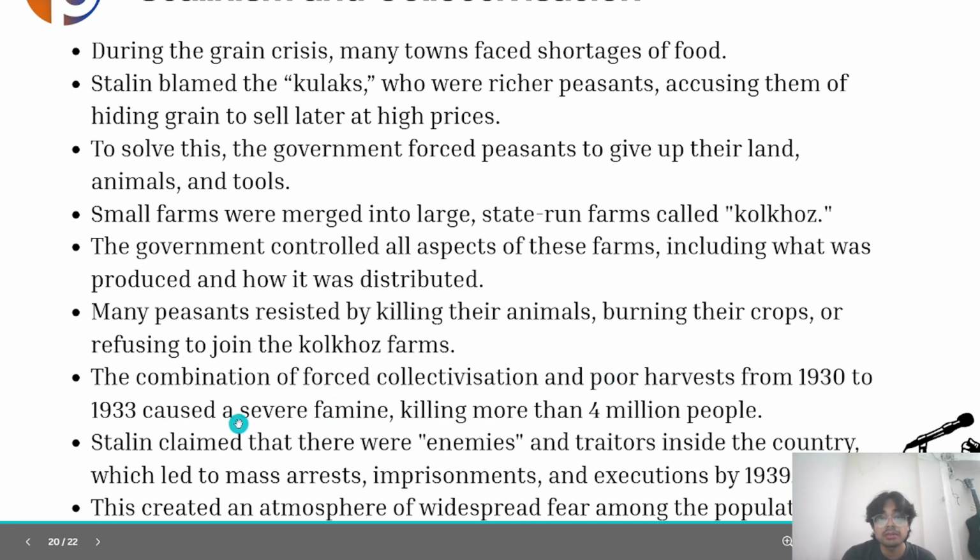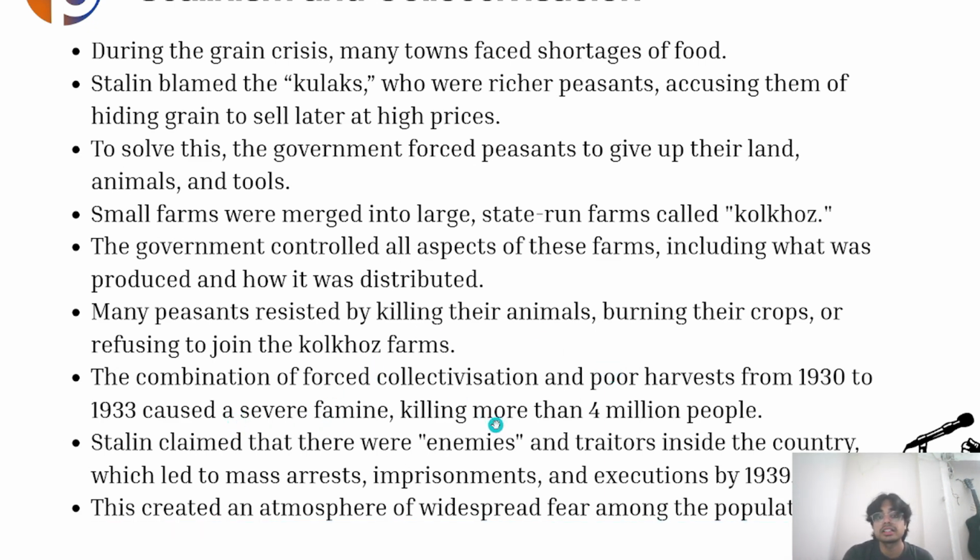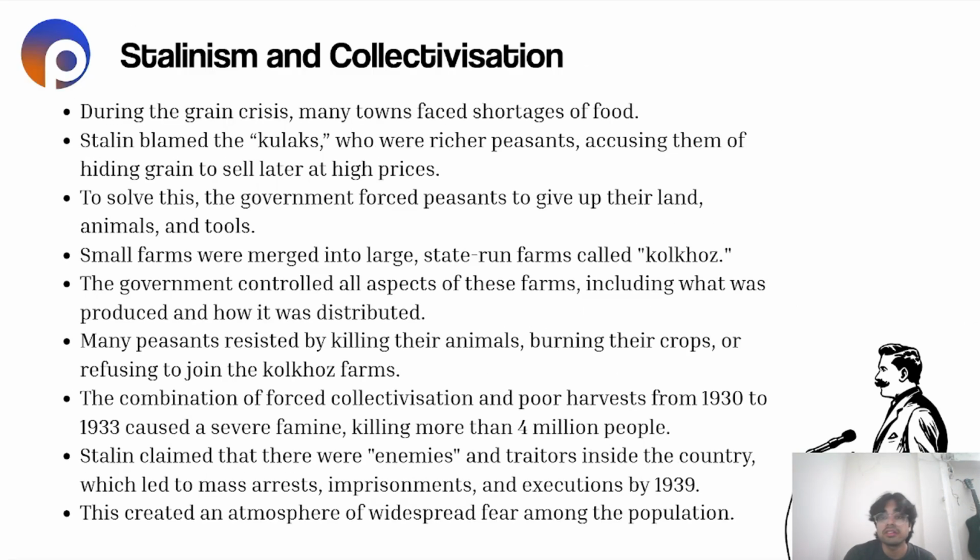Stalin claimed that there were enemies and traitors inside the country, which led to mass arrests, imprisonments, and executions by 1939. This created an atmosphere of widespread fear among the population. So, everyone started fearing Stalin after that.